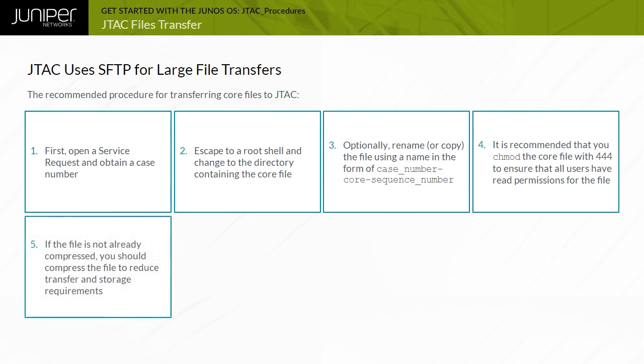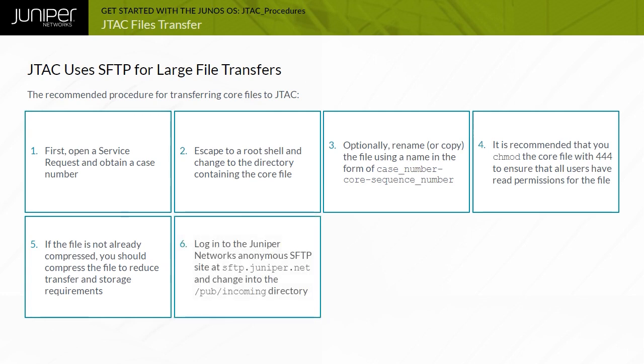5. In some cases, the core file is already compressed, as indicated by the file having a .tgz or .gz file extension. If the file is not already compressed, you should compress the file to reduce transfer and storage requirements. This is especially important when dealing with the vmcore.0 file associated with a kernel crash, because this memory image file can be quite large.